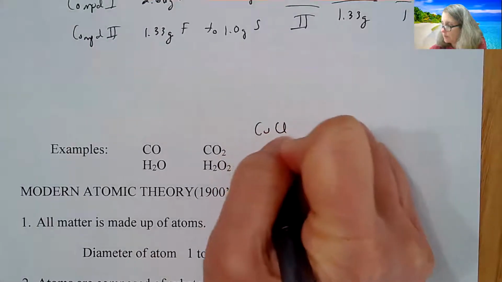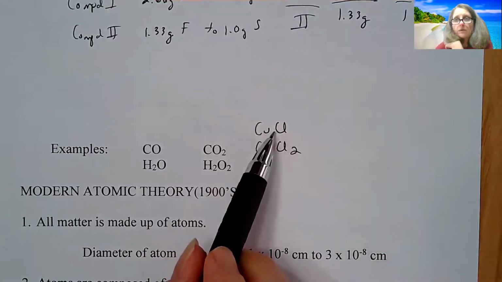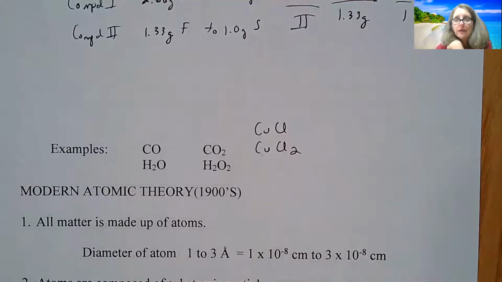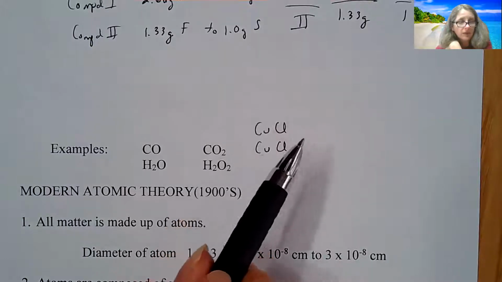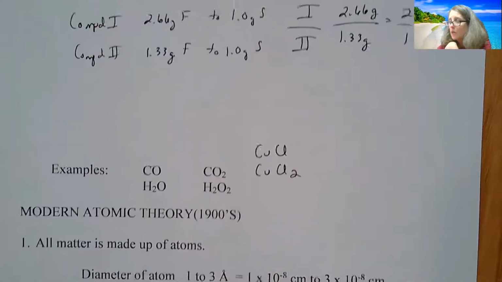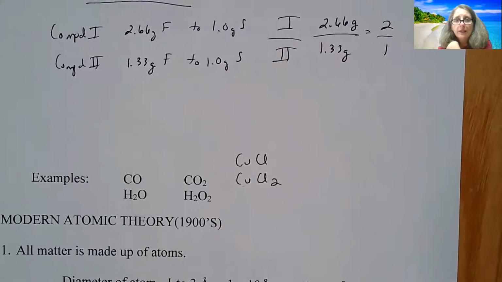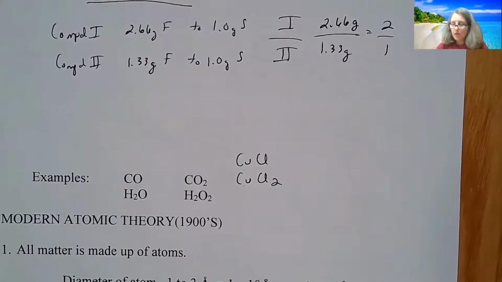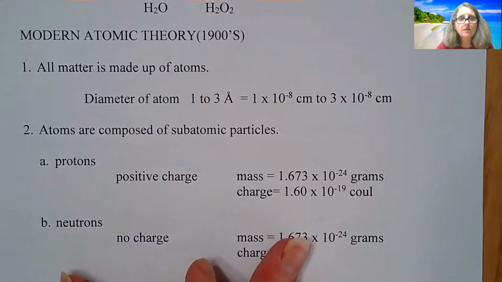One that we will do a lab on is copper(I) chloride versus copper(II) chloride. So you should have found that you have twice the amount of chlorine in one of the compounds versus the other. So it's always going to be a whole number ratio when you're looking at that. And again, we're looking at grams here. So more review material. Now we get into the 1900s.